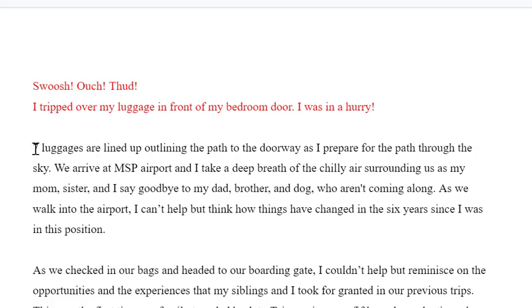Like here, this doesn't leave me guessing. It just says, okay, but I don't know what's going on. Here, I leave the person guessing, which is the object of a hook or a zinger. Hey, what's going on? All right. Swoosh, ouch, thud. I tripped over my luggages in front of my bedroom door.